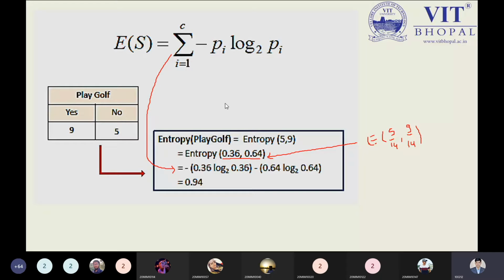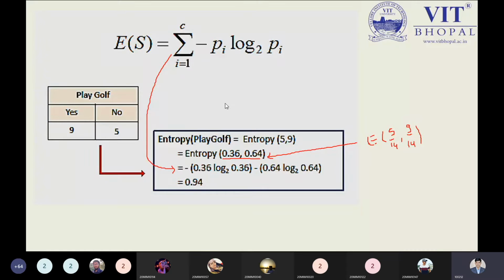When we have a total of 14, how can I write the entropy? The feature is play golf. So entropy of play golf equals entropy of (5, 9). I can put 5, 9 or 9, 5; it doesn't matter whichever you write first, because we get the same result. So for the entropy we are getting 0.36 and 0.64.